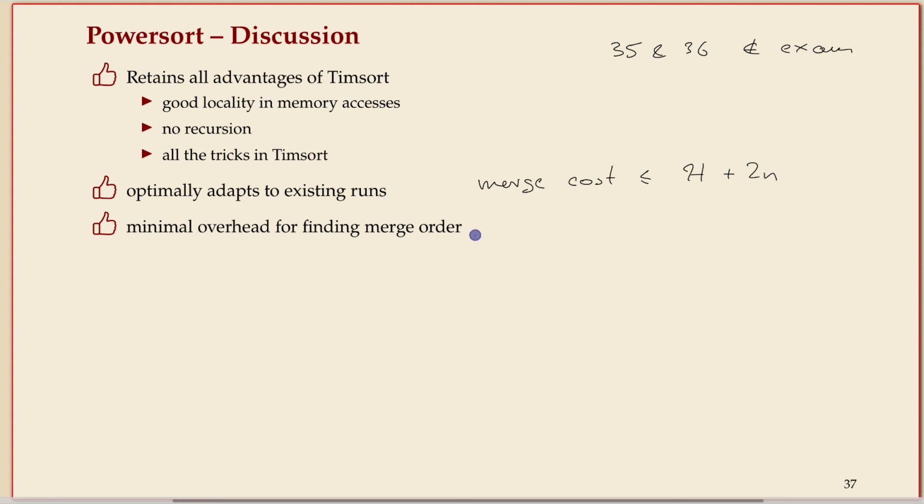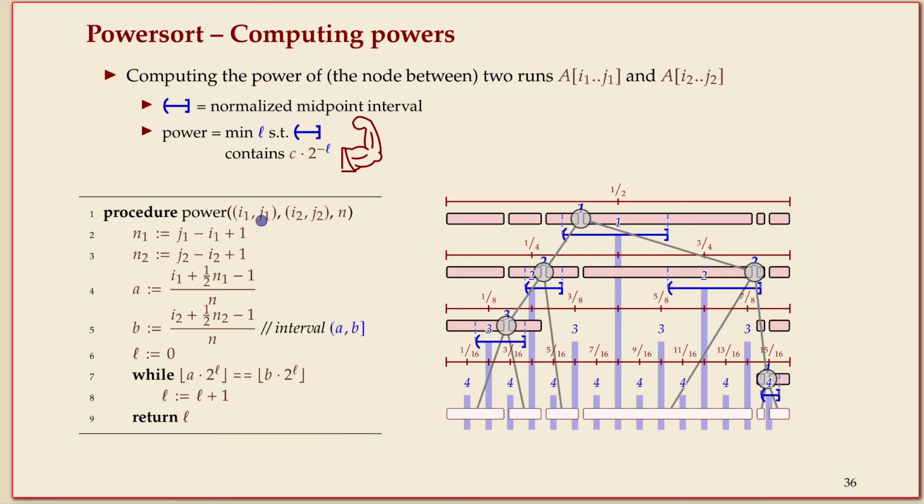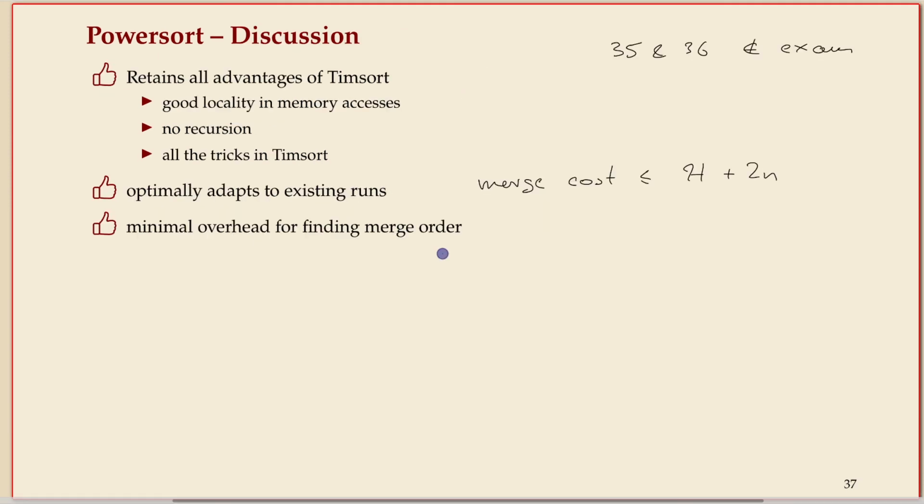And finding the order to merge runs has minimal overhead. I didn't talk about the code here, but you can even replace this loop with bit tricks, so it's constant time even on word RAM magic. So it's very low overhead, and also very low overhead in practice.